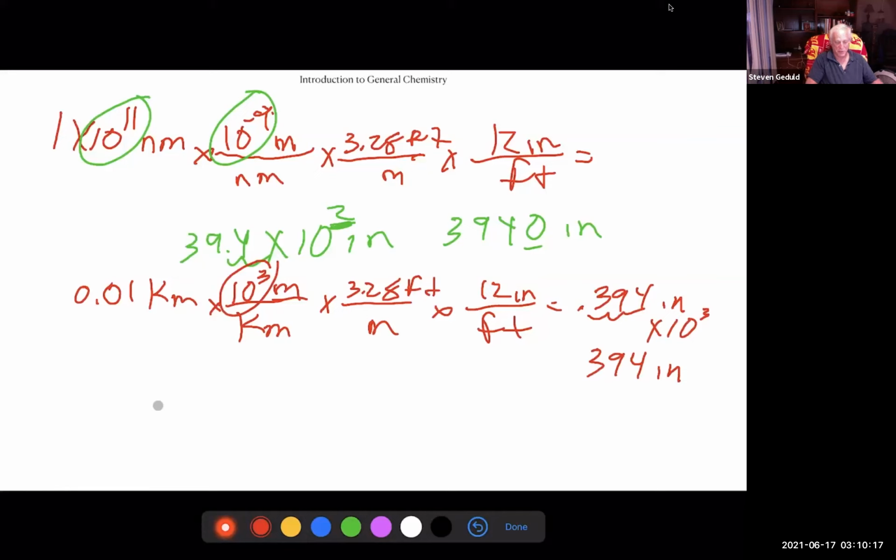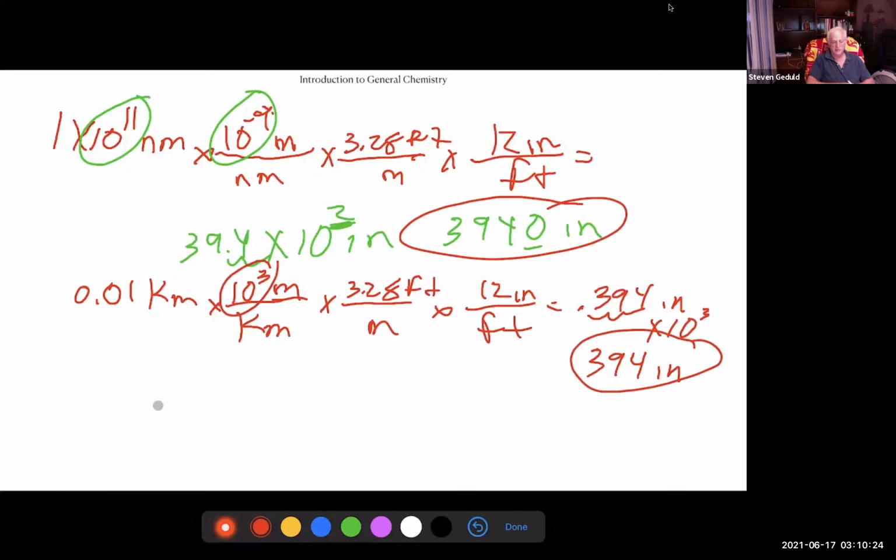They made it real close to the same numbers. It's pretty cool. So this is 3,940, this is 394. That's your kilometers. Again, the key is to get everything into the same units.